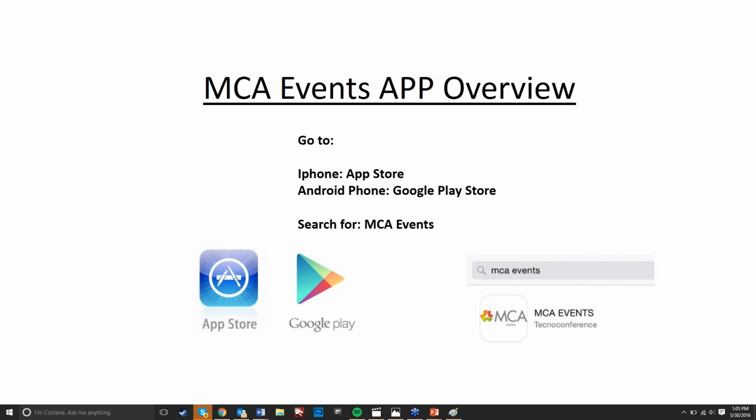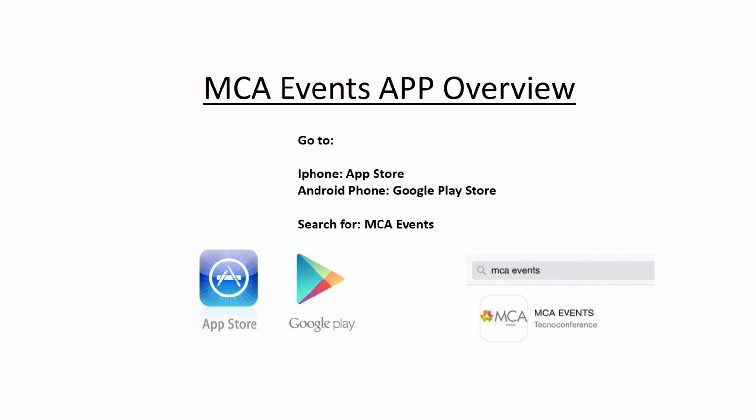I recommend just doing it over Wi-Fi, because if you do it over regular 3G or 4G data, you'll be using your telephone's data. From now, as you can see, you'll be seeing MCA events there, and now we're going to go to the next slide.